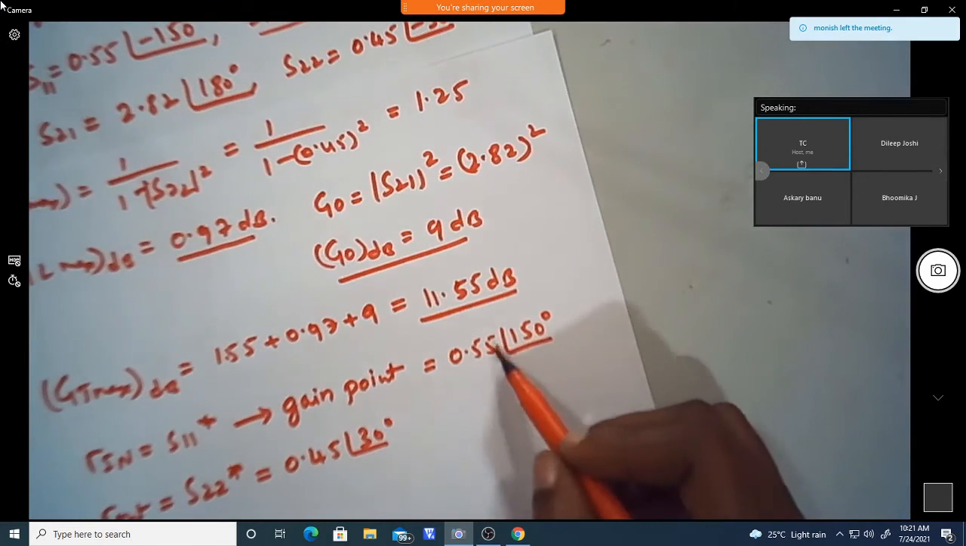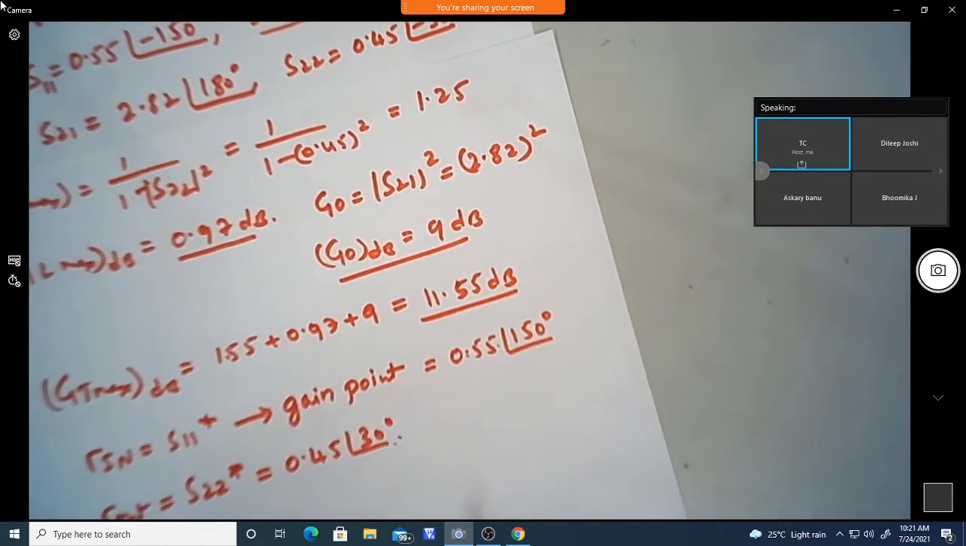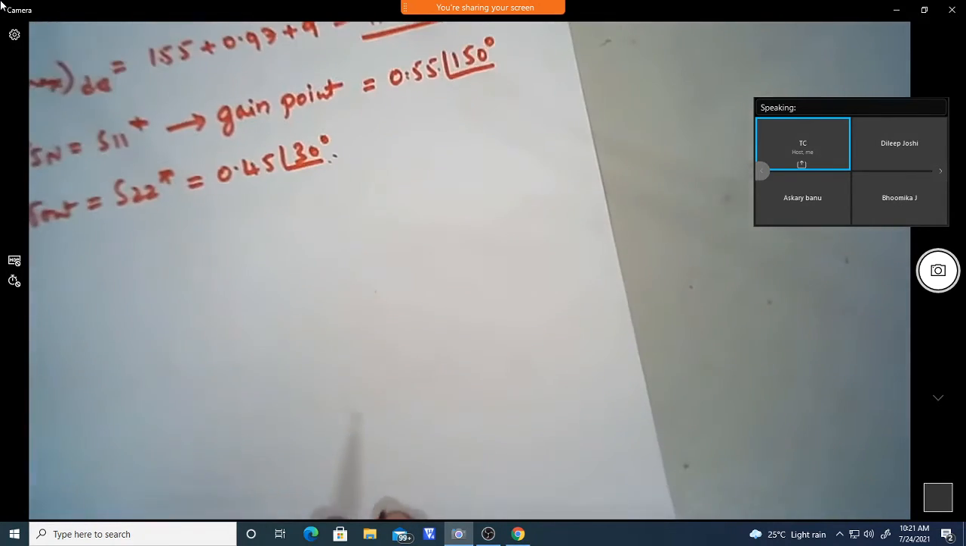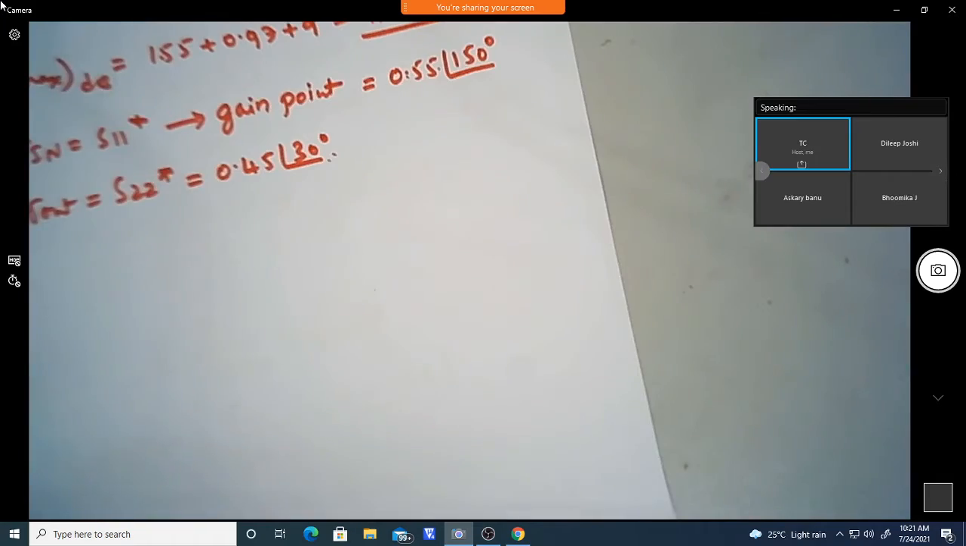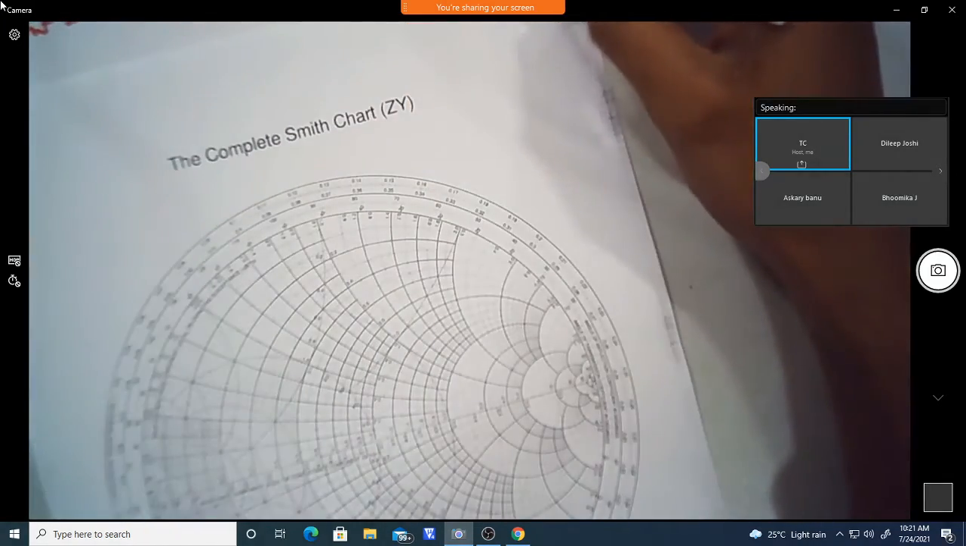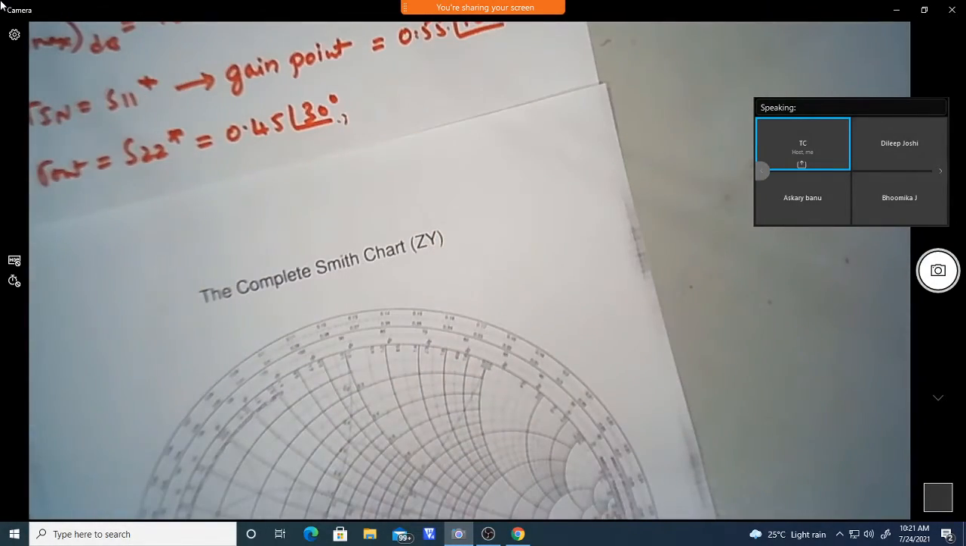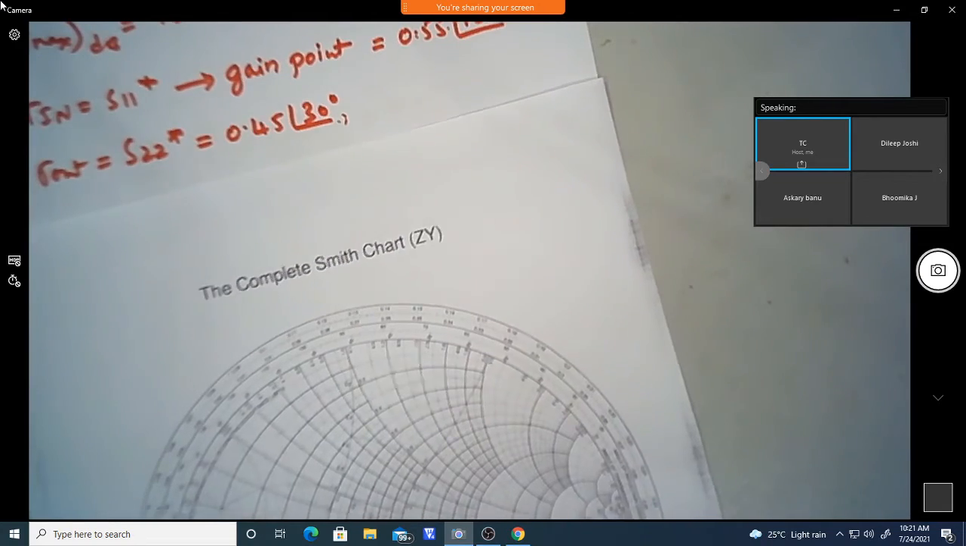Now we need to mark these 2 points. Then we have to match the input as well as the output side. So for that, we will take a Smith chart and mark these points, that is the input constant gain point and the output constant gain point. Once we mark that, we can design the matching network.